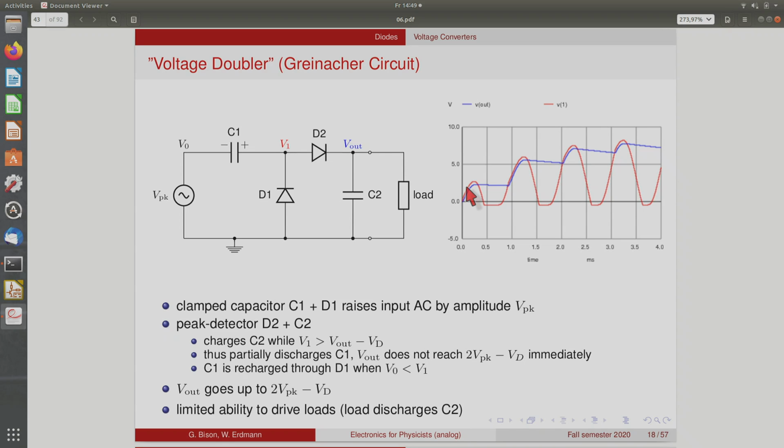The circuit, as shown here, has only very limited ability to drive a load. Of course, such a circuit is only useful when I can drive a load. So here I attach the load, and what this load does is, of course, discharge this capacitor when there's no new current flowing in here. So it'll go down a little bit. So this can only drive small loads.